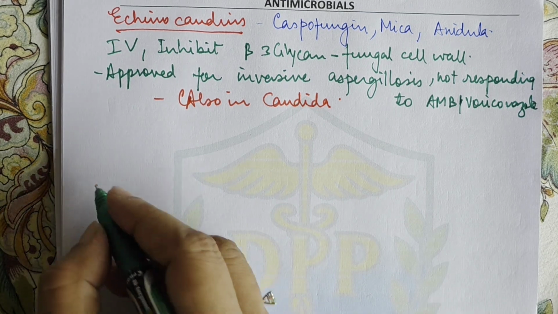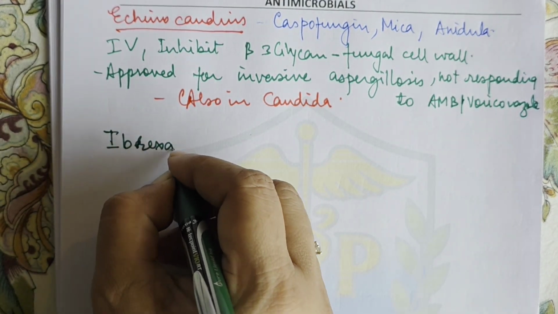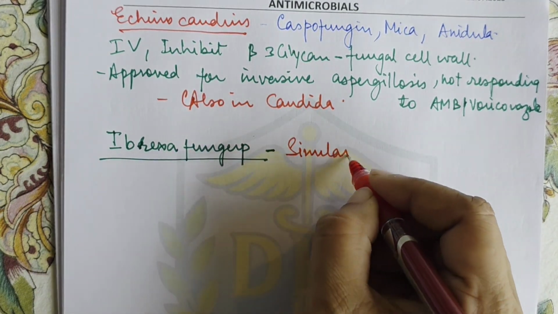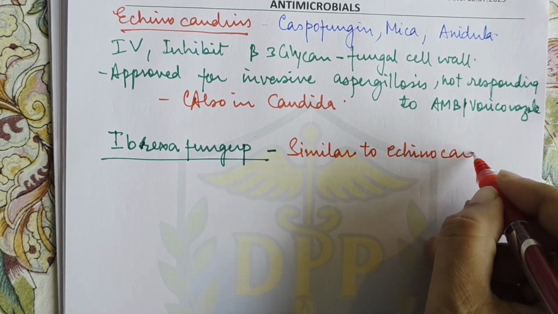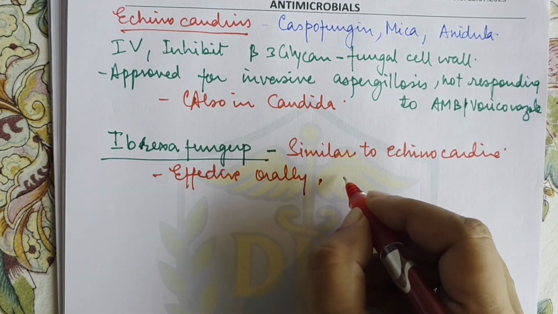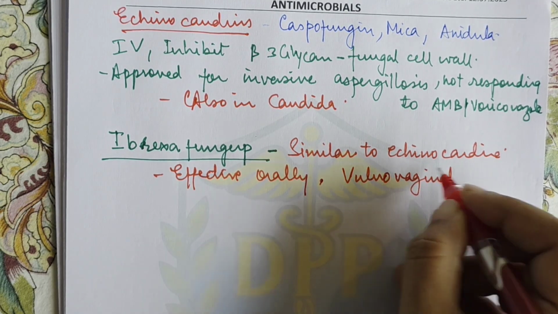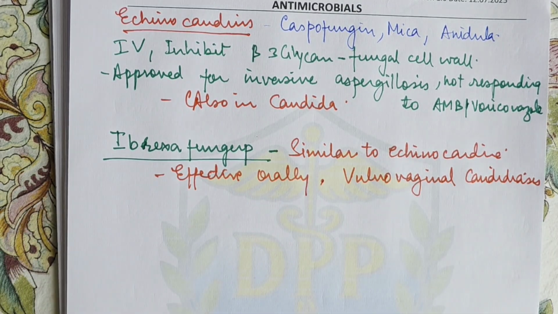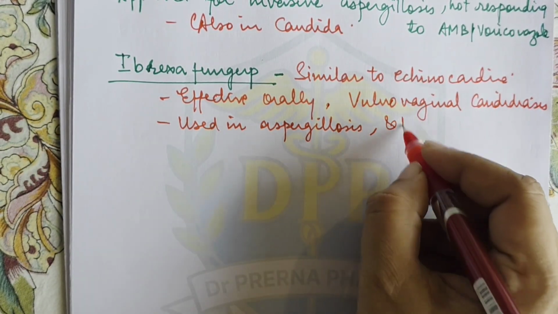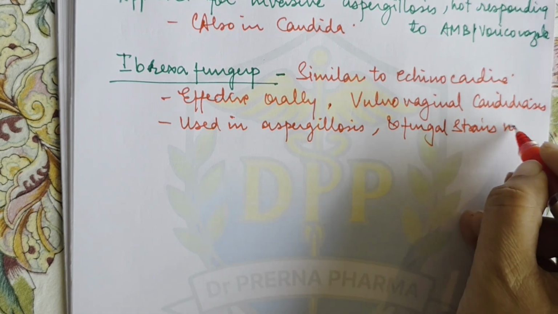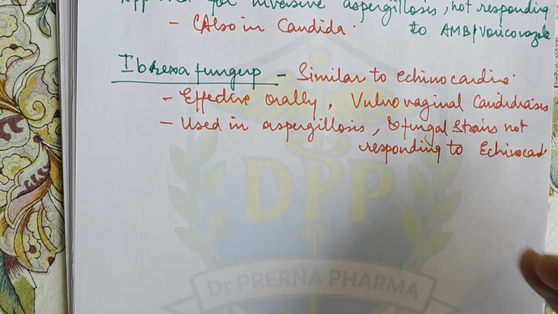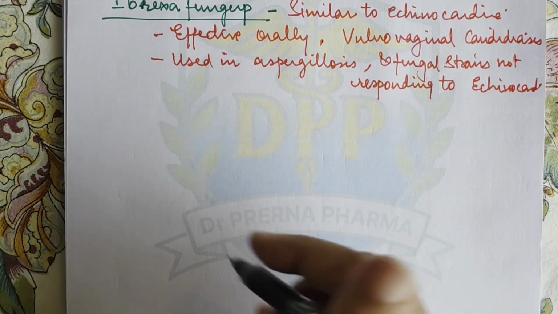Then there is a new drug which is called ibrexafungerp. Okay. Now this is a new drug similar in mechanism to echinocandins, that is, it also inhibits cell wall formation, and it is effective orally, and it is used in vulvovaginal candidiasis. Okay. This is also used in aspergillosis and fungal strains which are not responding to echinocandins.